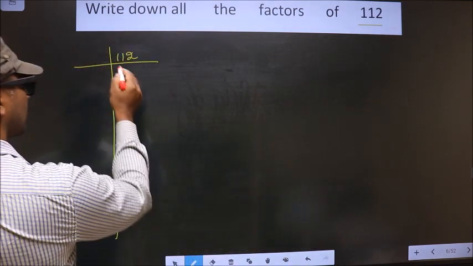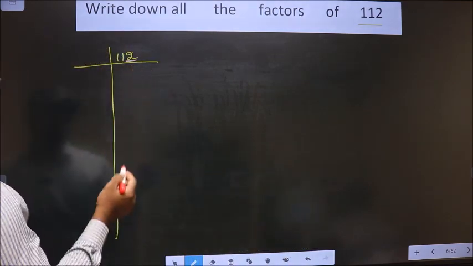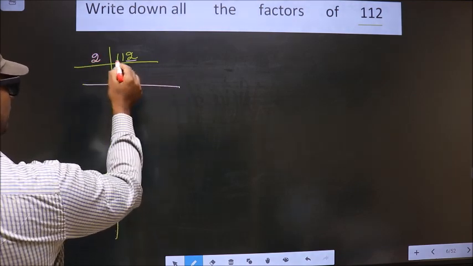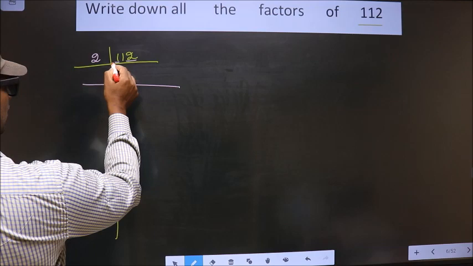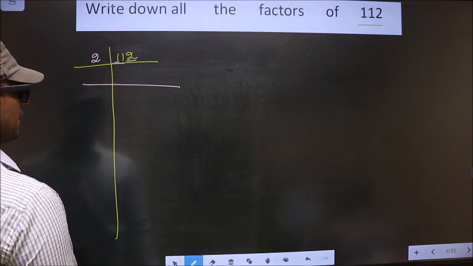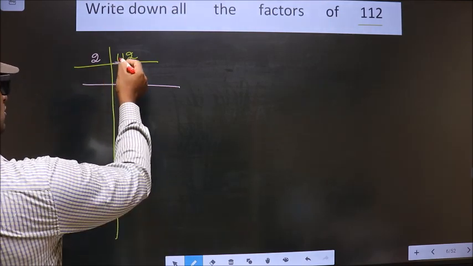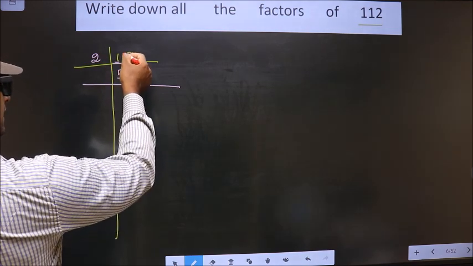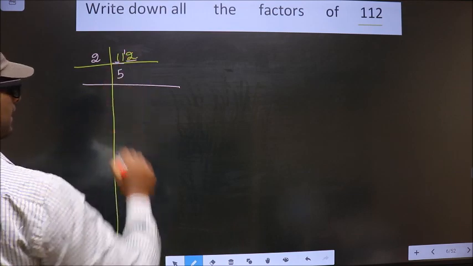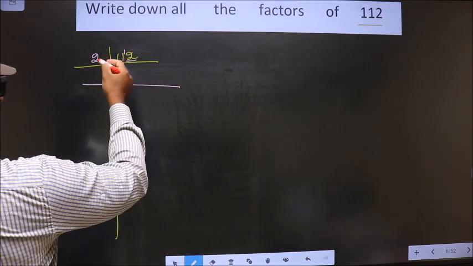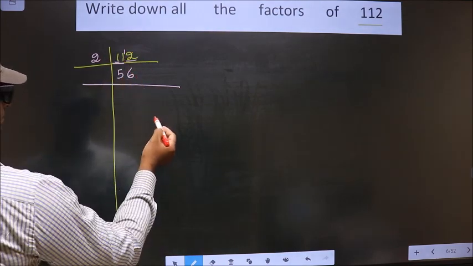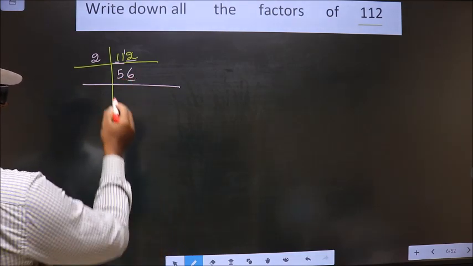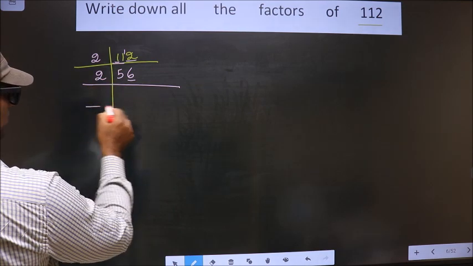Now, for this number, the last digit is 2, which is even, so we take 2 here. The first number is 1, which is smaller than 2, so we take two numbers, that is 11. A number close to 11 in the 2 table is 2 fives are 10. 11 minus 10 is 1, 1 carried forward, making it 12. When do we get 12 in the 2 table? 2 sixes are 12.